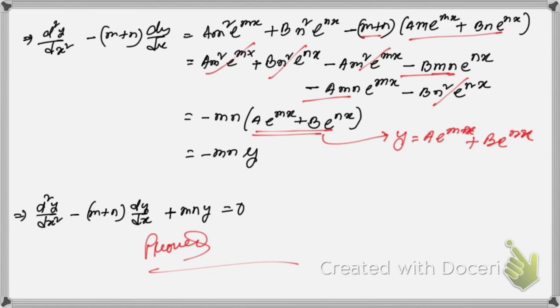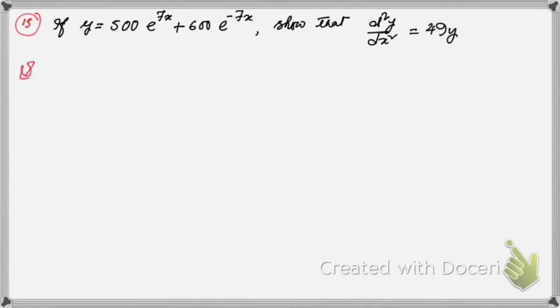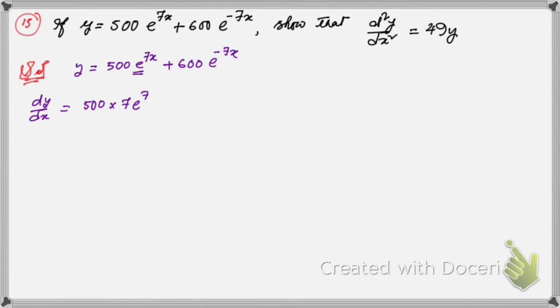So our next question is 15. So here y is equal to 500 e to the power 7x plus 600 e to the power minus 7x, so that the second order derivative of y is equal to 49y. So let us solve. Let me write the given function, that is this. Now if you differentiate 500 e to the power 7x, we know e to the power mx is m e to the power mx, so that's why here we will get 7 into e to the power 7x. So again 600 into minus 7 into e to the power minus 7x.